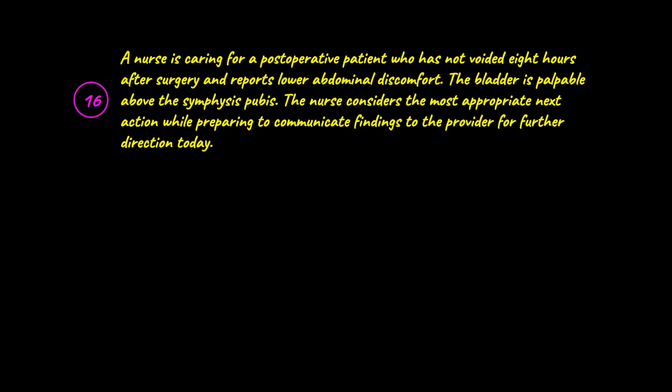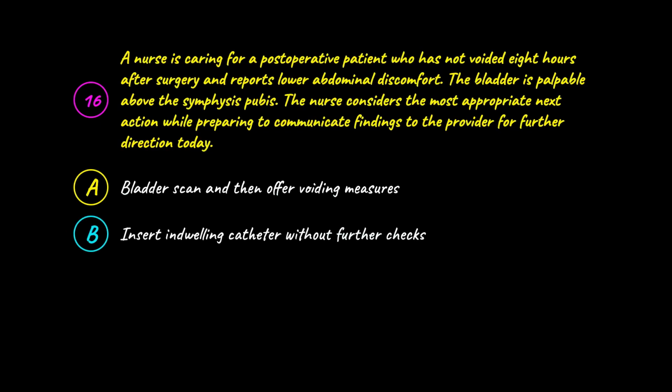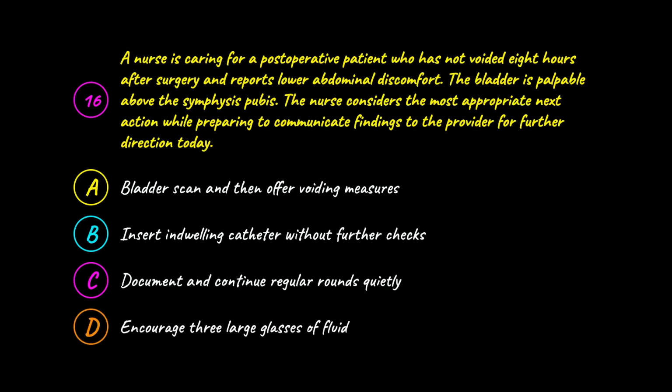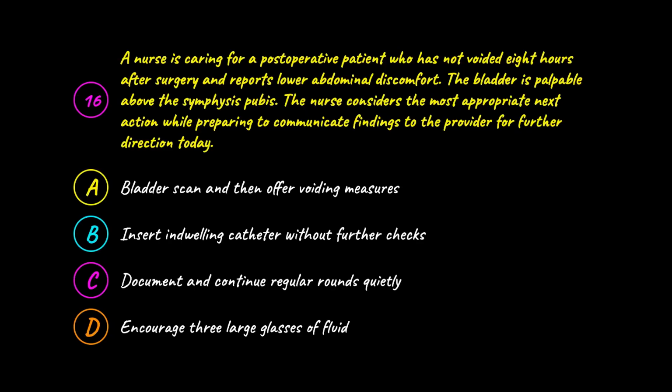Your options are: A. Bladder scan and then offer voiding measures. B. Insert indwelling catheter without further checks. C. Document and continue regular rounds quietly. D. Encourage 3 large glasses of fluid. Got a guess? Lock it in.